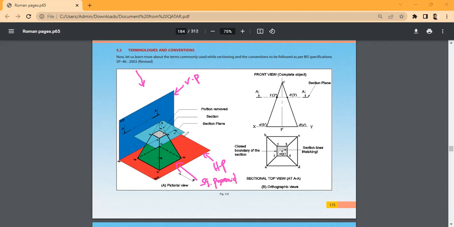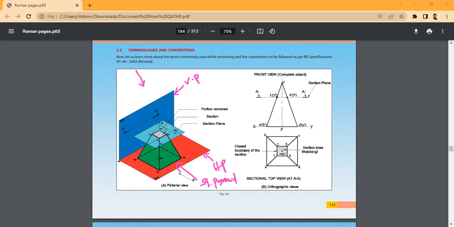Say something about the cutting plane position. It's parallel to HP and perpendicular to VP. Yes, the cutting plane is parallel to HP and perpendicular to VP, right? So this is my cutting plane.